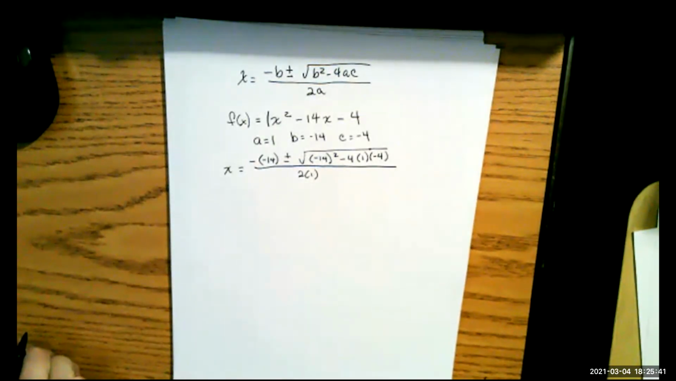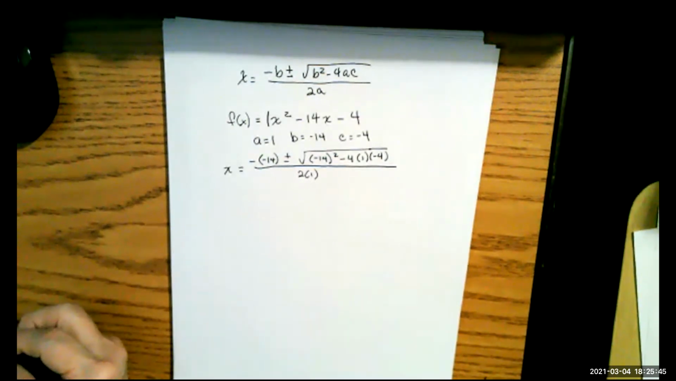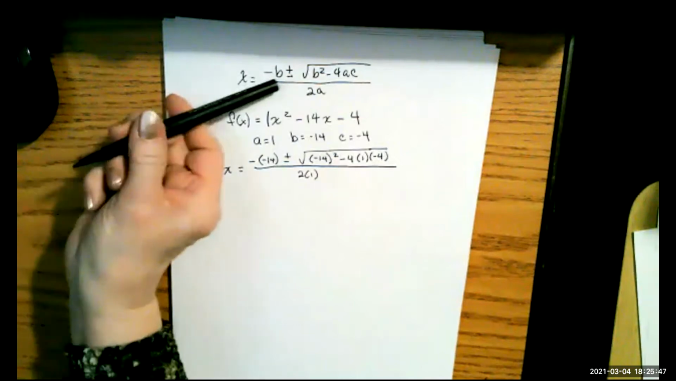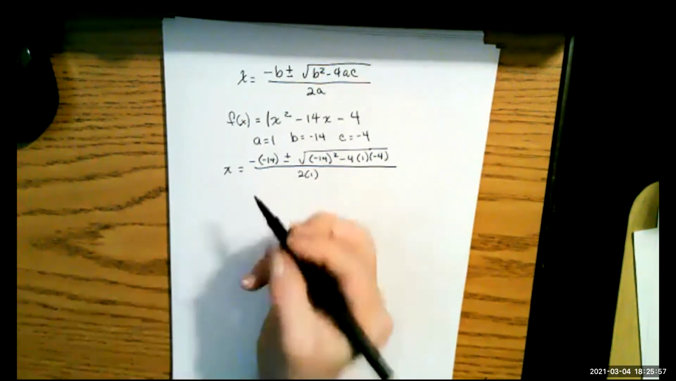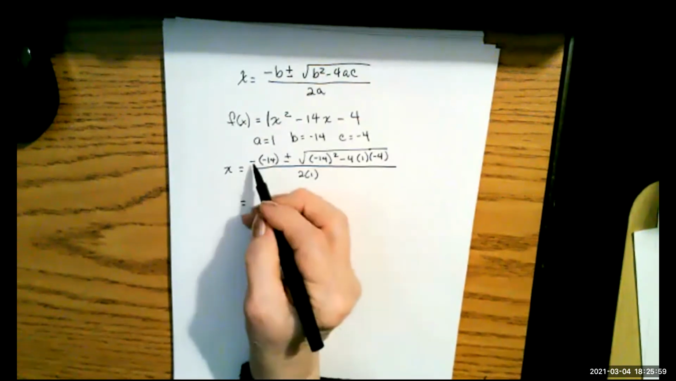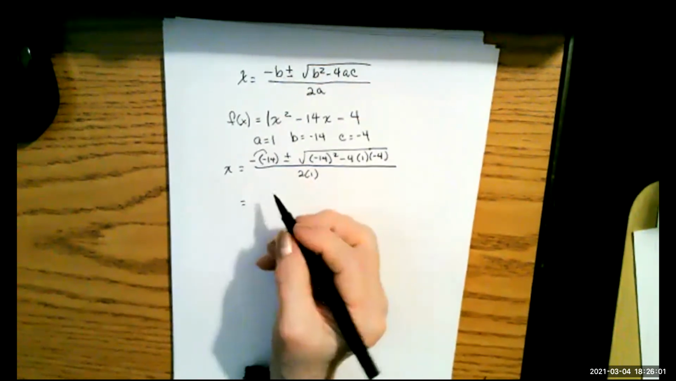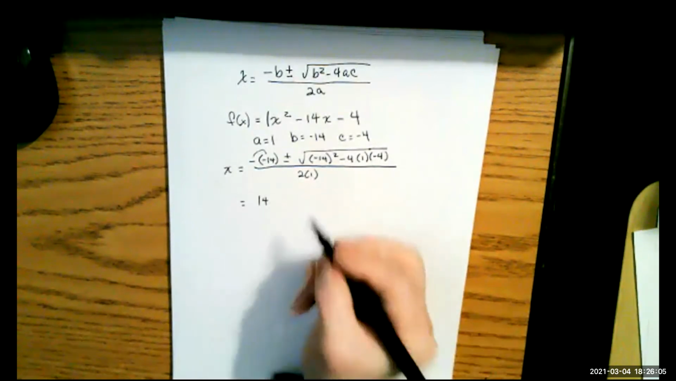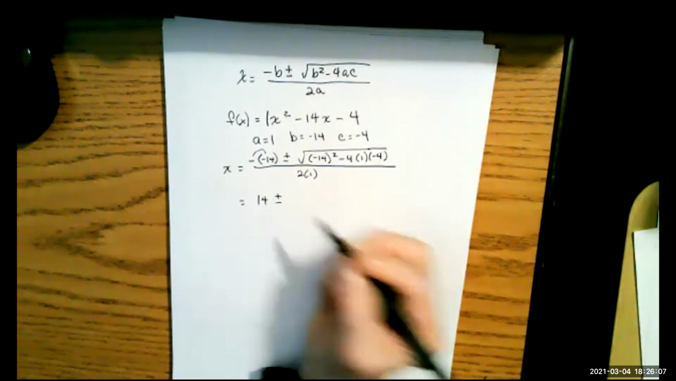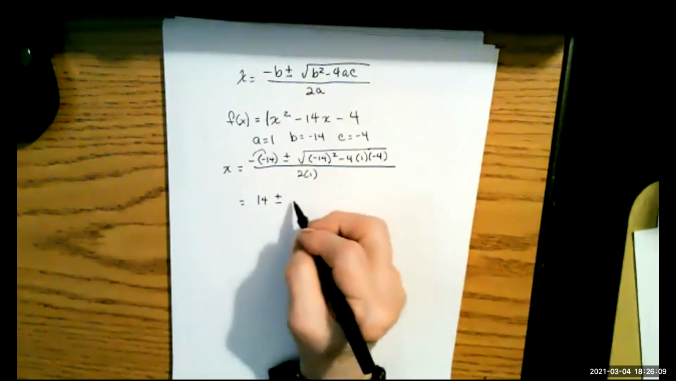And all I did was put in my A, my B, and my C in the spots where it said A, B, and C on the quadratic formula. I think almost all of you have used this at least once, so hopefully it won't be too unfamiliar to you. Now the opposite of negative 14 is positive 14, so that becomes positive 14 there. Leave your plus or minus there. It's going to give you two values.